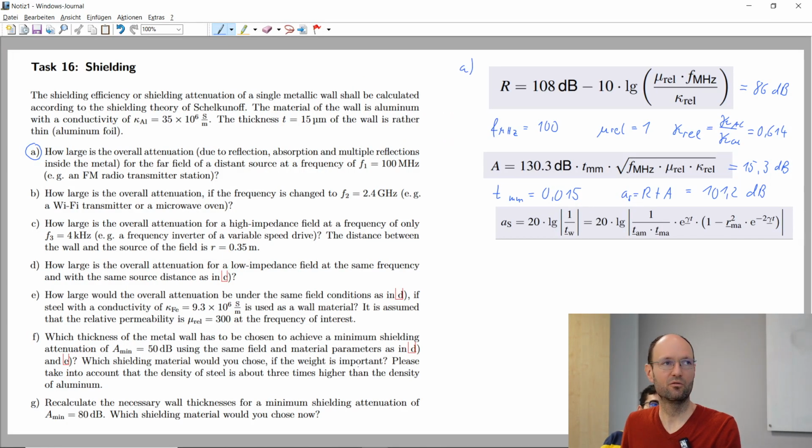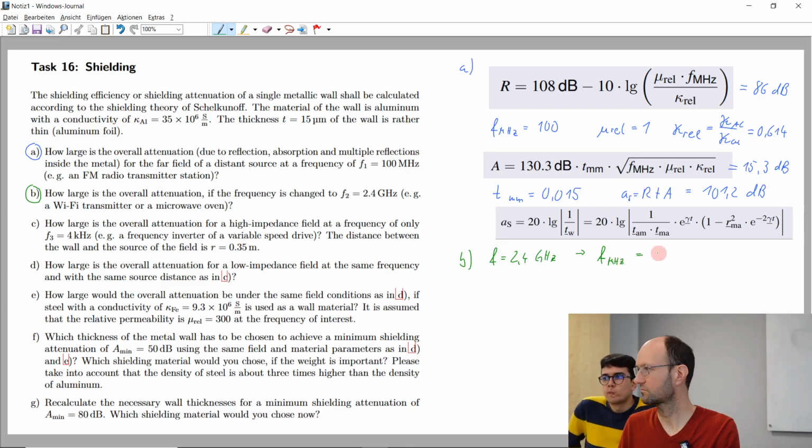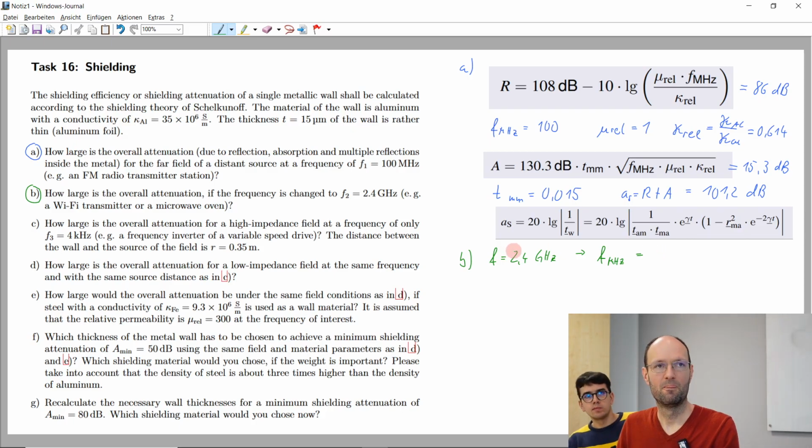Okay, excellent. So then we can continue with task B. For this I will use green, and in task B we leave everything constant. The only thing that we change is the frequency to 2.4 gigahertz. So in task B now F is 2.4 gigahertz. This means our frequency in megahertz then will be, giga is 9, so it will be multiplied by 0.2.